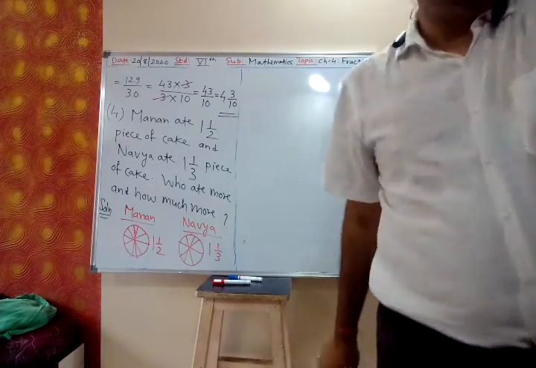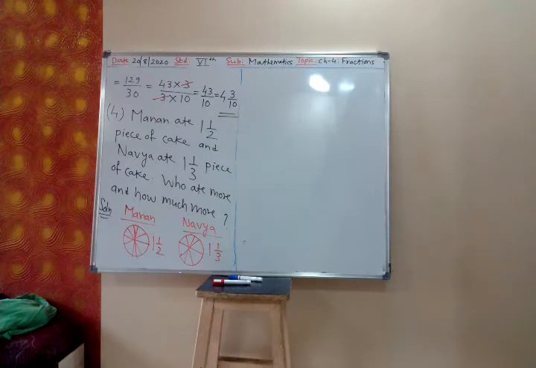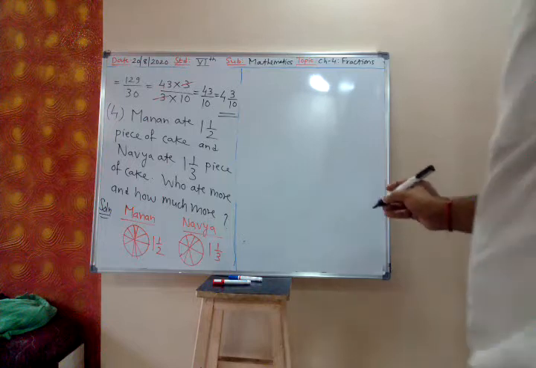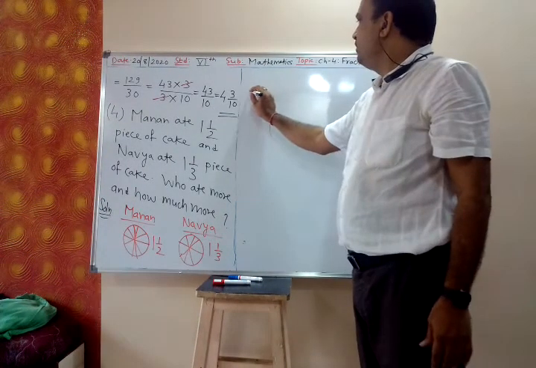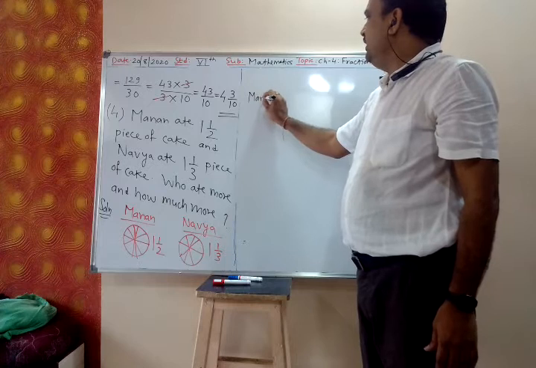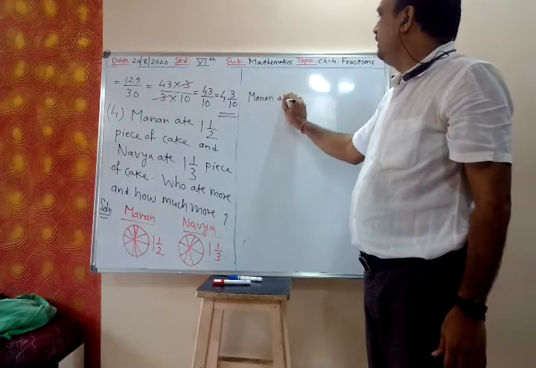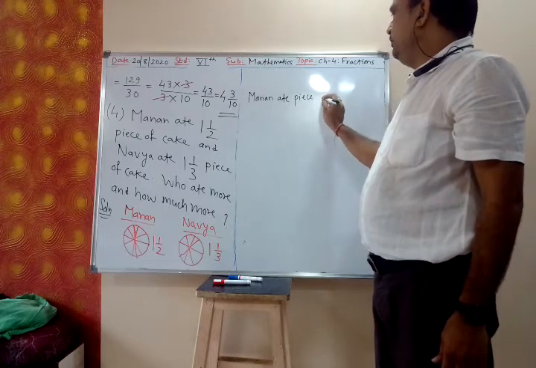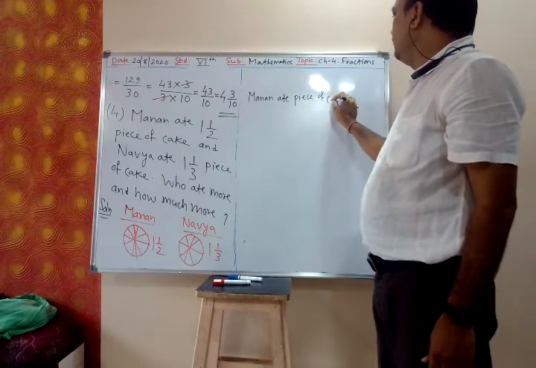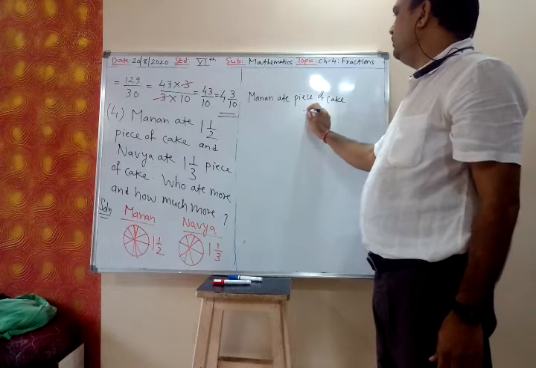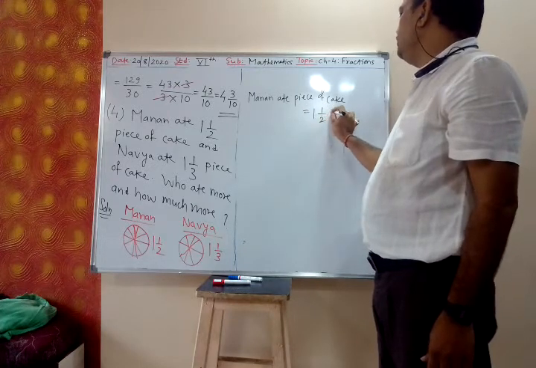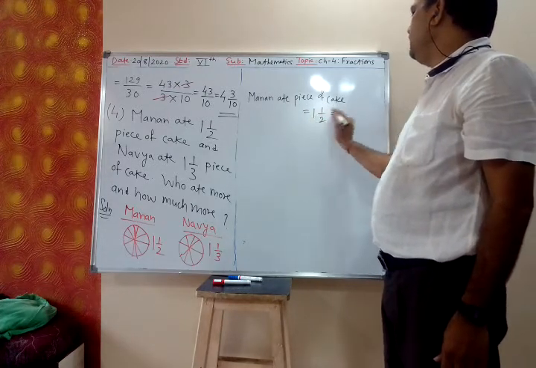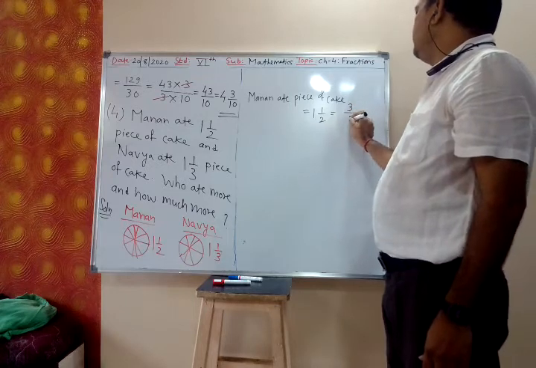So now we write Manan ate piece of cake that is 1 and 1/2. What is 1 and 1/2? 2 ones are 2, plus 1, 3/2. So this is 3/2.